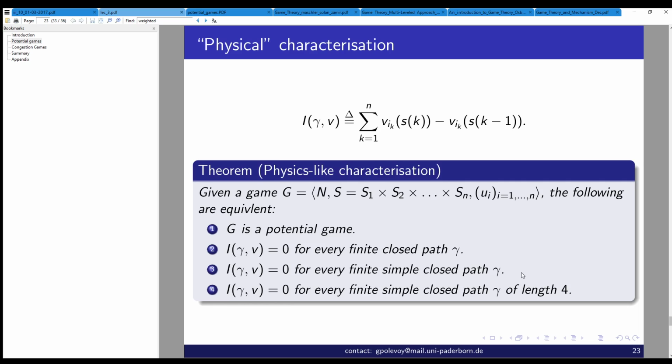Second is that the I of any finite closed path gamma n and the utility vector is 0. Third, the I of any finite simple closed path gamma and the utility vector is 0. And fourth, for every finite simple closed path gamma of length 4, the I of gamma and the utility vector is 0. So all those four statements are equivalent.